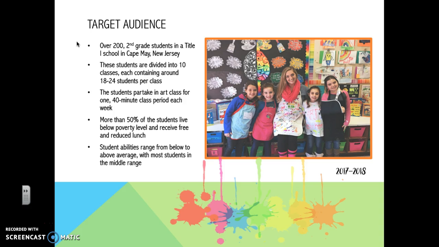The target audience for this instructional unit are over 200 second grade students in a Title I school in New Jersey. These students are divided into 10 classes, each containing around 18 to 24 students per class. The students partake in art class for one 40-minute class period each week. More than 50% of the students live below poverty level and receive free and reduced lunch. Student academic abilities range from below to above average, with most students in the middle range.